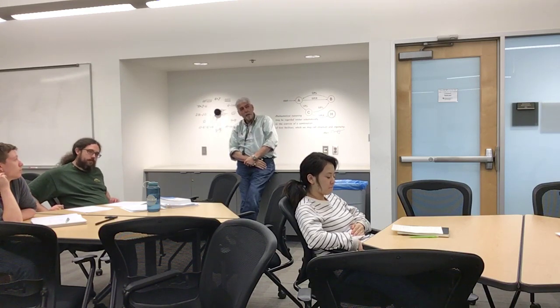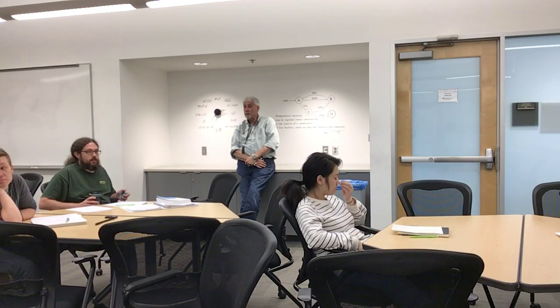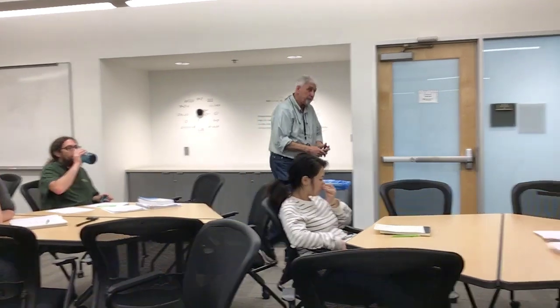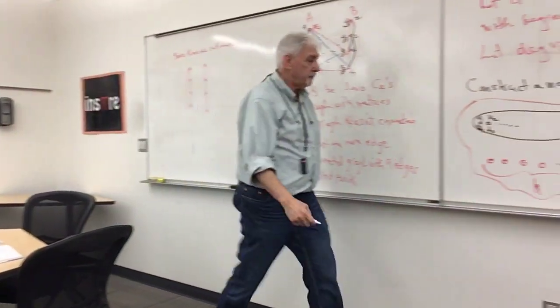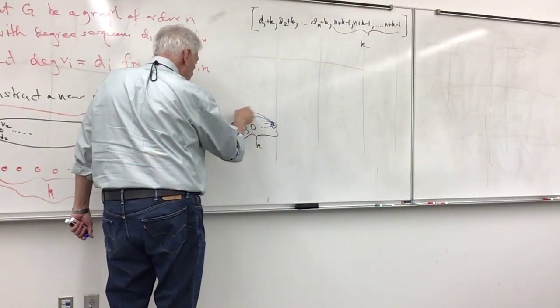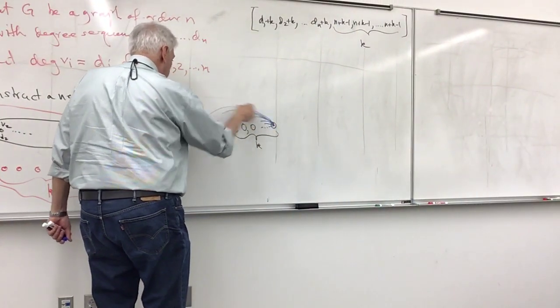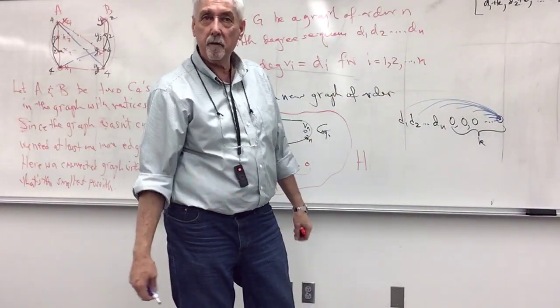Here I have a graph with, what's the order of this graph? N plus K. So the largest degree I can have is n plus k minus 1. And the only way to have n plus k minus 1 is to put it adjacent to everything else.